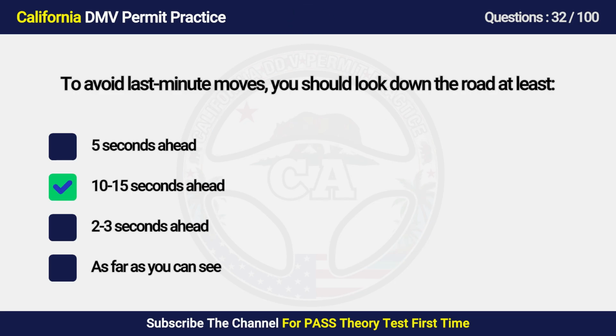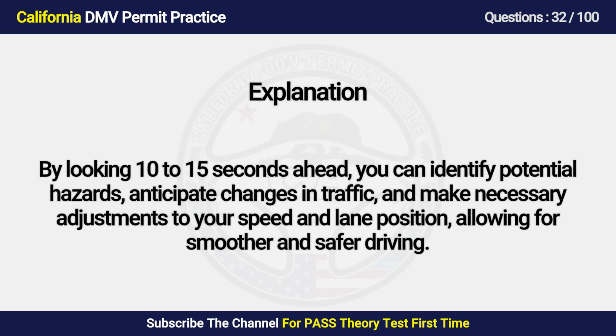Answer is B. seconds ahead. By looking 10 to 15 seconds ahead, you can identify potential hazards, anticipate changes in traffic, and make necessary adjustments to your speed and lane position, allowing for smoother and safer driving.